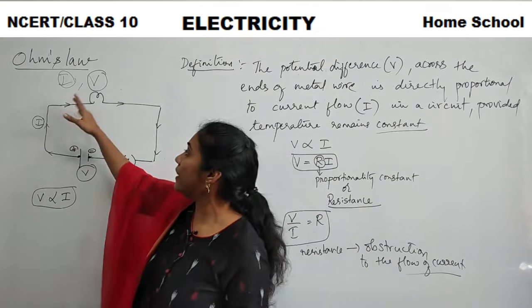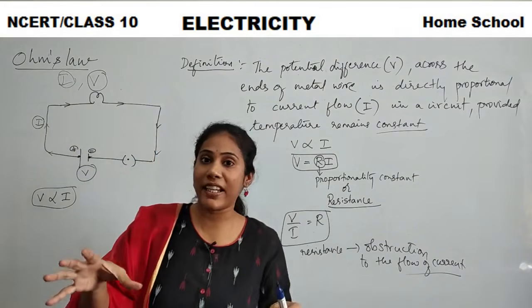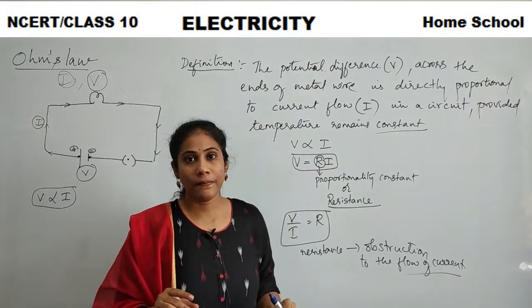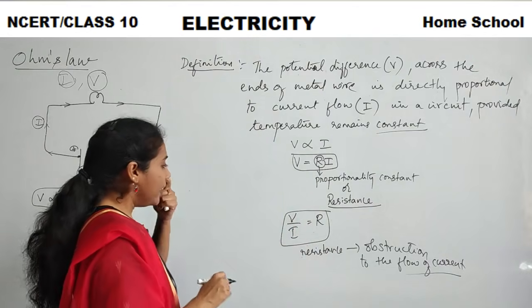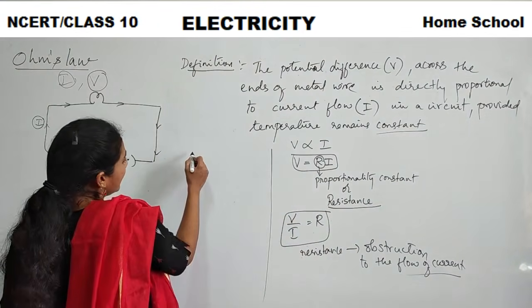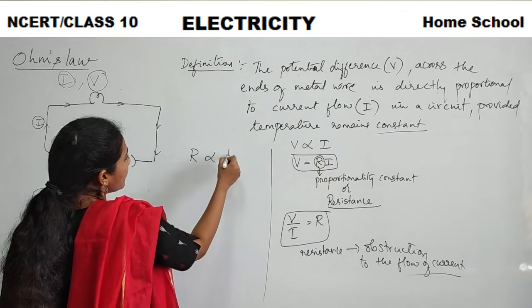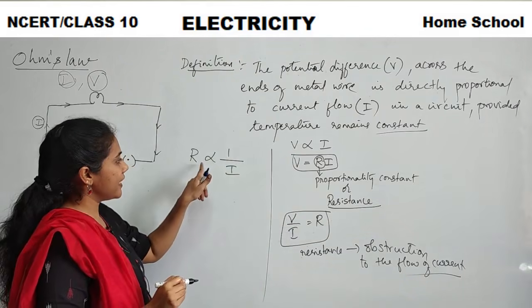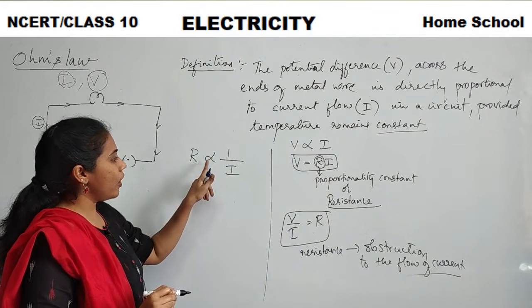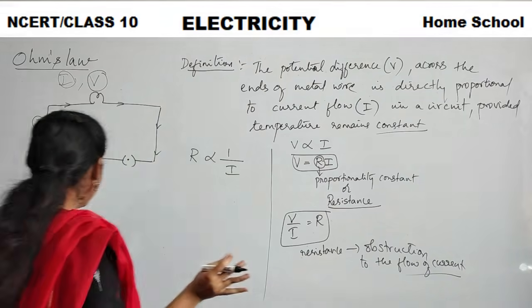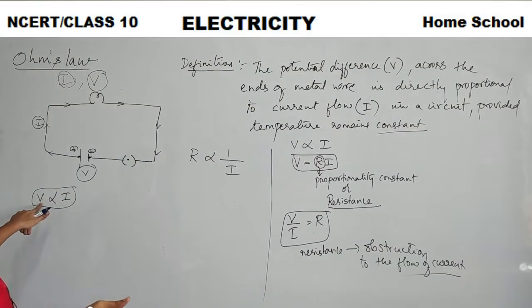When a current is flowing, lots of disturbances would come in the way. That disturbance is called resistance. With this relation, I can say that R is inversely proportional to current. Yes or no? From this relation I can say resistance and current are inversely proportional. Voltage and I are directly proportional. If this one increases, the other one also increases.